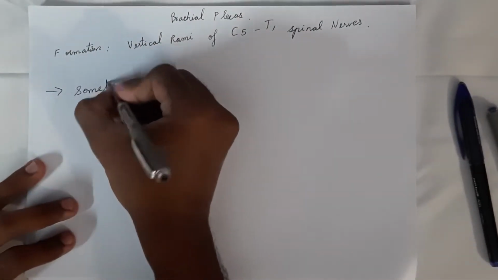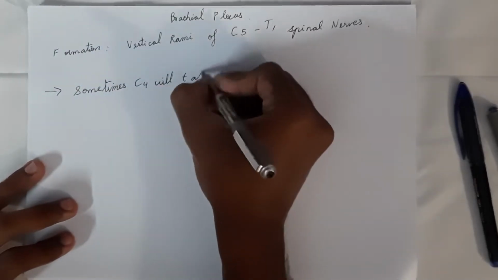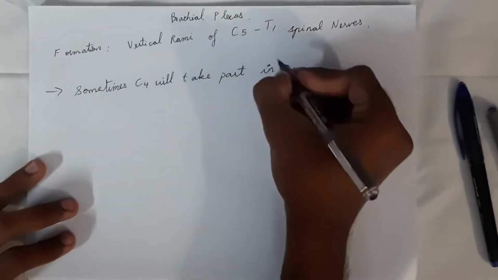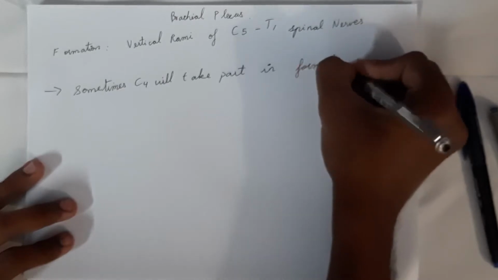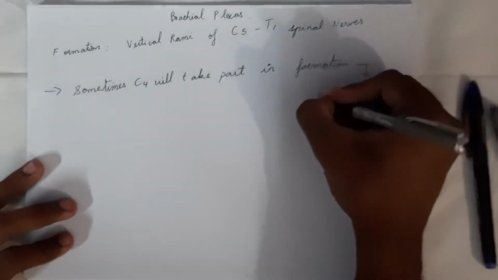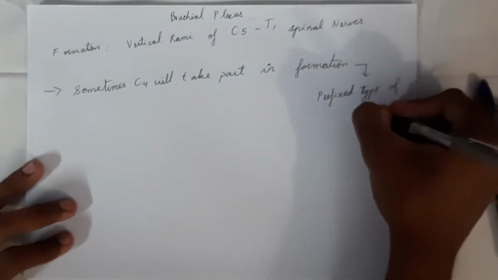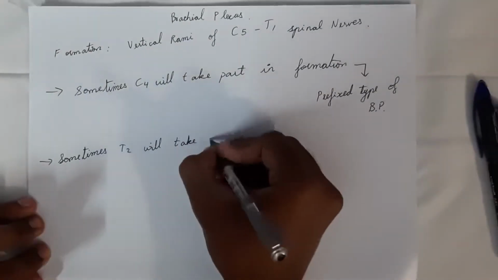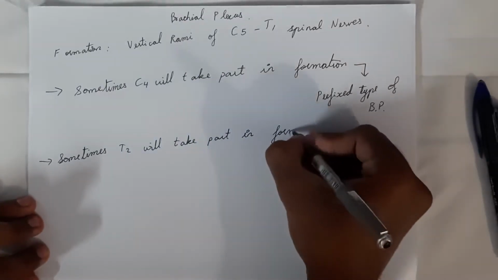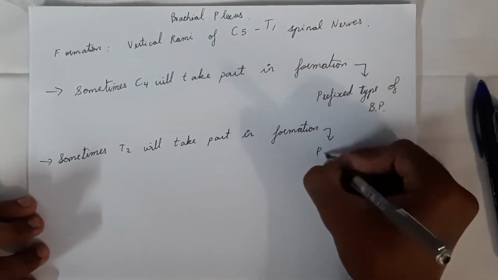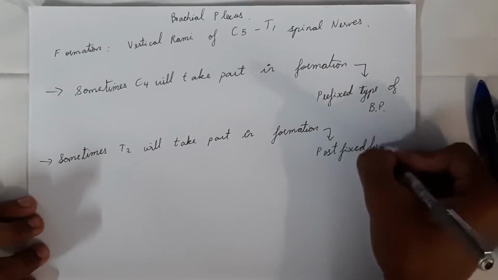Sometimes C4 will take part in the formation, and this type of brachial plexus is known as the prefixed type of brachial plexus. Sometimes T2 will take part in the formation, and it is known as the postfixed type of brachial plexus.